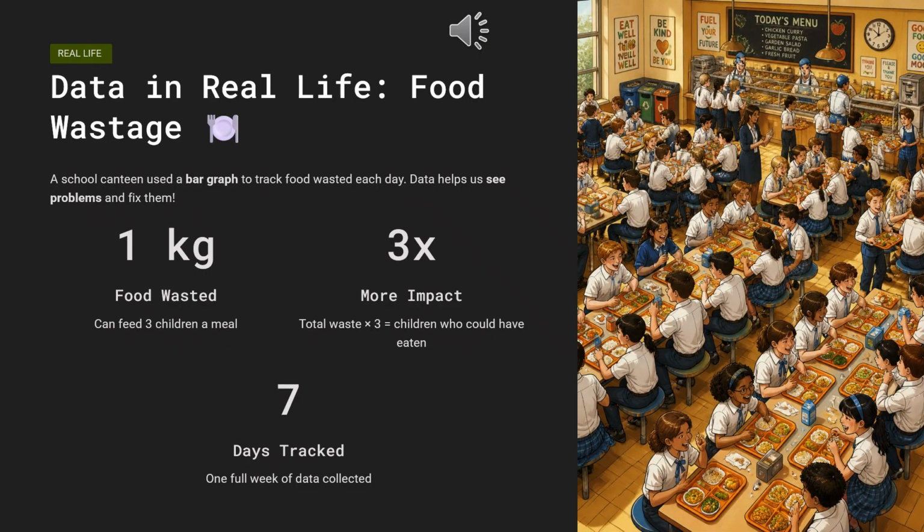Graphs are not only used in mathematics, they are used everywhere. Look at this example. A school collected data about food wasted every day. After looking at the graph, the school realized too much food was being wasted. Then they planned ways to reduce wastage. So data helps us make better decisions. Doctors, teachers, scientists, shopkeepers, and even sports coaches use data every day. Can you think of another place where data is used?